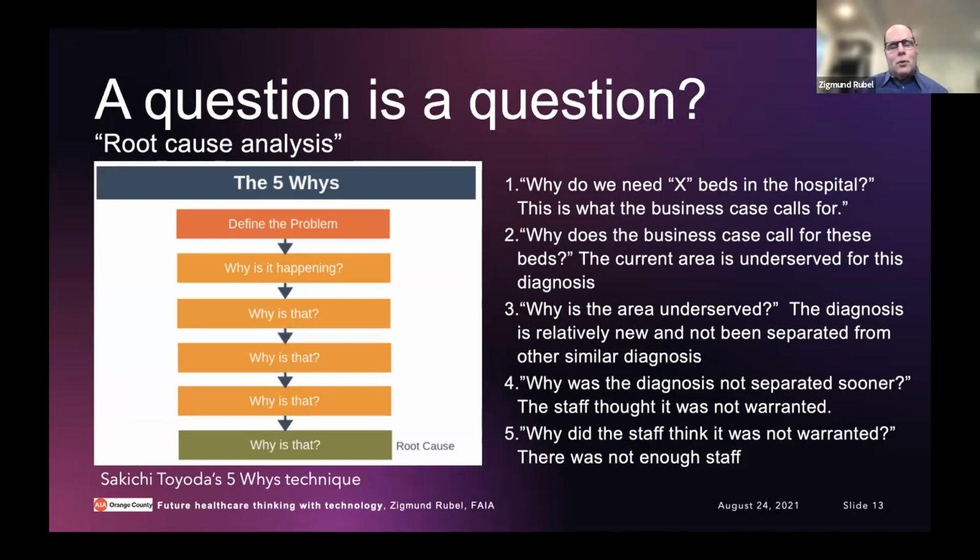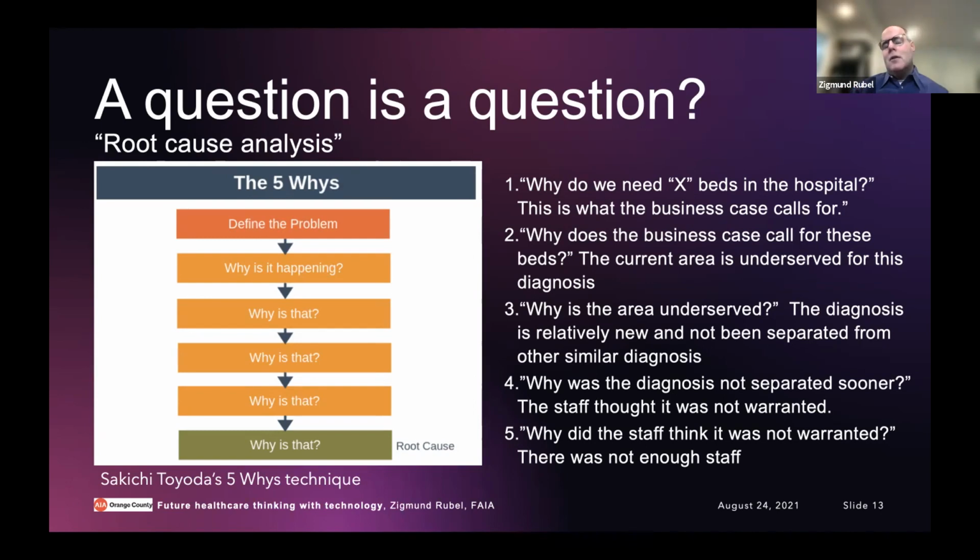So many of you know a lot about lean, probably more than me. And it's really looking at what is the root cause of why you're doing this project. And I listed 5 different questions of why maybe we were adding a bed tower, and I couldn't get to the real cause. And essentially, we need more beds. That's what the business case calls for, blah, blah, blah. And the staff thought the initial need wasn't warranted because there wasn't enough staff.